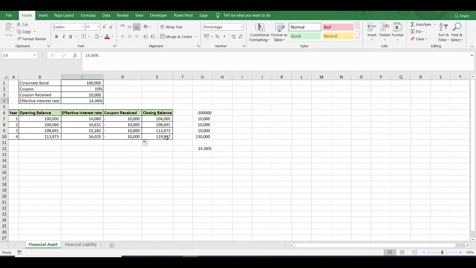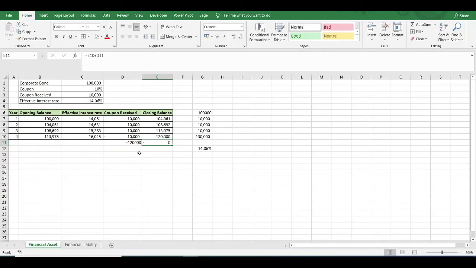The reason why we've got a slight difference is due to a rounding error. So if I were to say link this 14.06 to the cell reference G11, we'll get exactly £120,000. And we can also show the redemption of the bond at the end of the fourth year by entering in minus 120,000. So the closing balance after we've redeemed the bond at the end of year four will equal this plus the redemption amount of 120,000, and that gives us a value of zero at the end of year four.